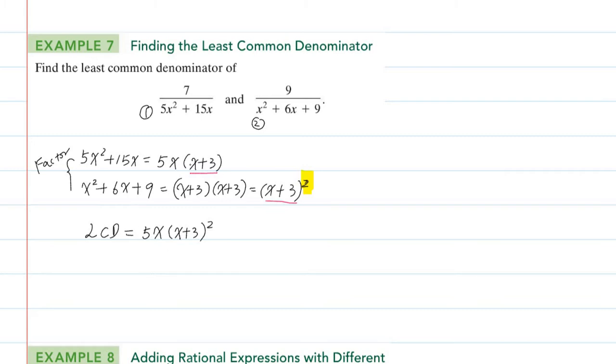Again, you factor the denominators separately, then look at whether anything repeats. In this case, 5x, nothing repeats. X, there's no repeating. So we have 5x. But then you have a repeating factor, which is the same, so you take the higher power. That is how you find the least common denominator. Alright, let's look at example 8.